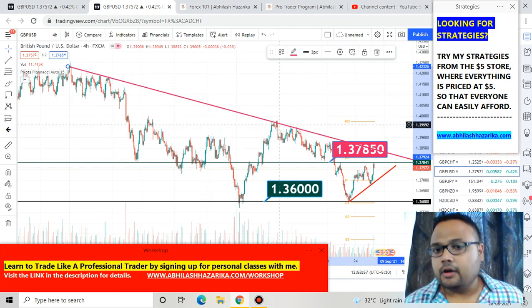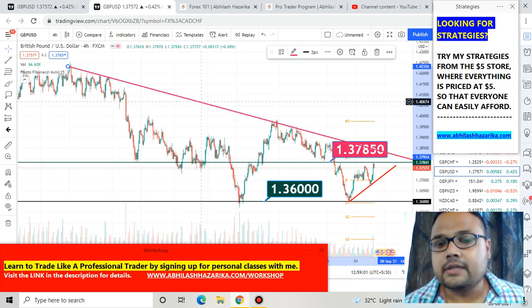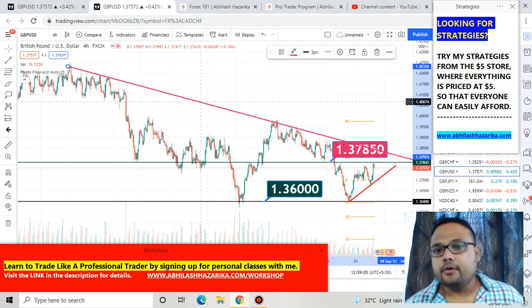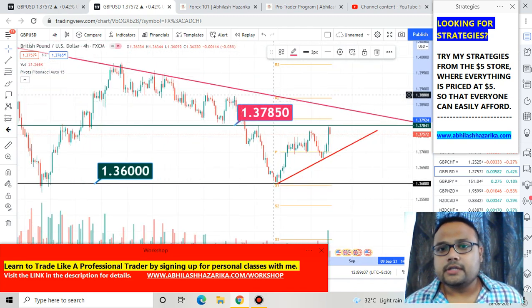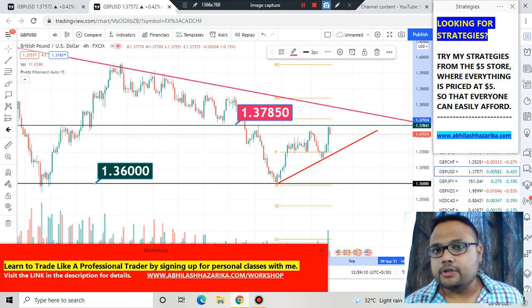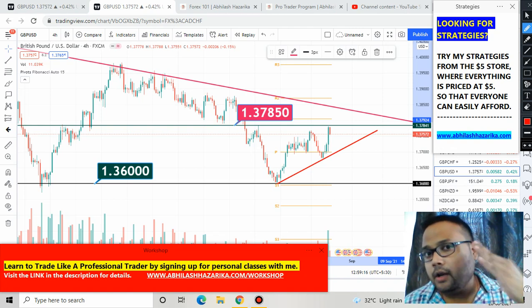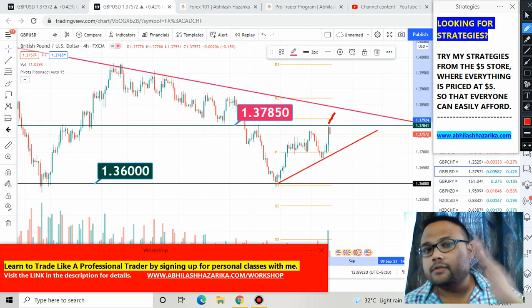So if you do not have this red trend line on your charting platform as the resistance, then my dear friend, I'll request you to draw it. First and foremost, this trend line is your trading opportunity. Monday, Tuesday, coming week, doesn't matter. Whenever the market is going up, just observe the price near this trend line, because this trend line is a strong resistance.